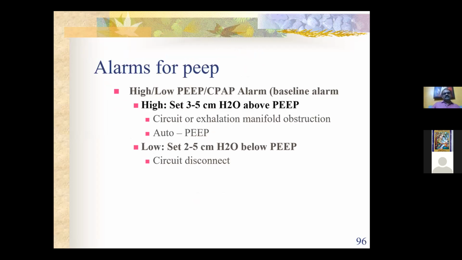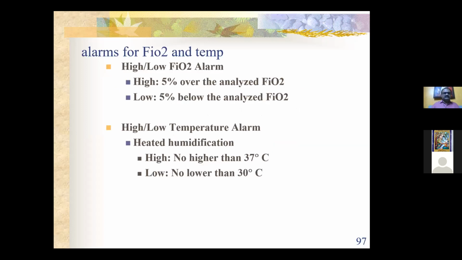Then we will set an alarm for PEEP. The high alarm for PEEP is set 3 to 5 centimeters above the PEEP, and the lower alarm should be 2 to 5 centimeters below the PEEP that you set. The high alarm will show that there is circuit or exhalation manifold obstruction, and there can be auto PEEP in case of COPD and all. So that can also be there. Then low PEEP will tell you that there is a circuit disconnect.